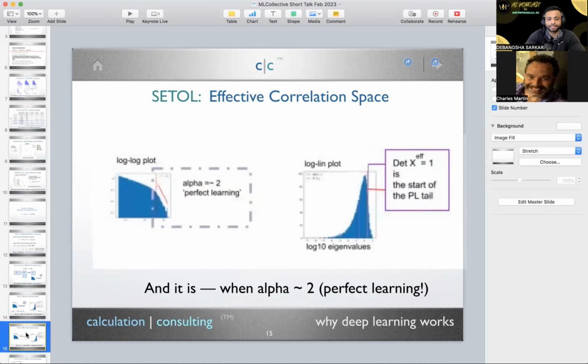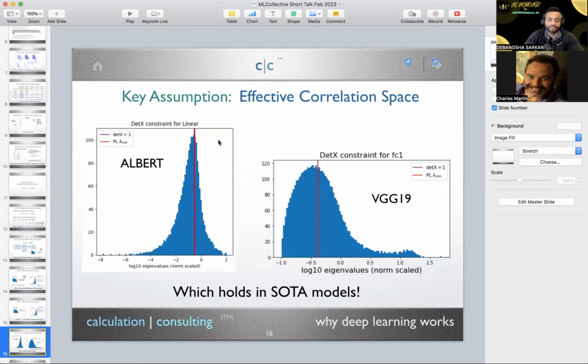Okay. It turns out when alpha is about 2, which is when our theory says the layers are perfectly trained, these two actually empirically overlap. Remarkably. Like, this is quite surprising. There's no reason a priori they should overlap, but they do. And you can run the tool, and I have examples. Here's an example of ALBERT. Not all the layers have alpha equals 2, but for the layers that do have alpha near 2, the purple and red lines are so close you can't tell them apart.